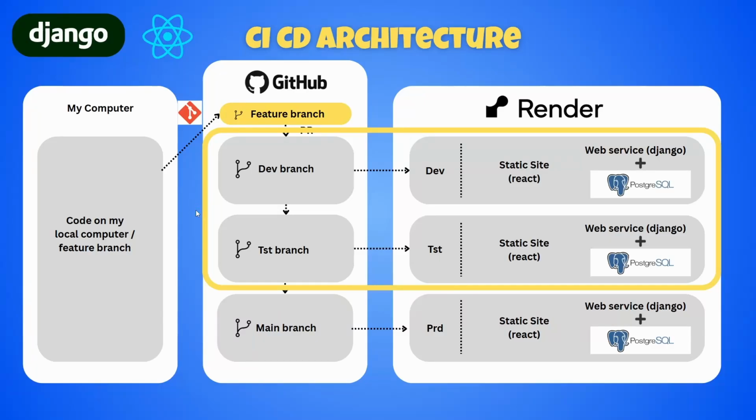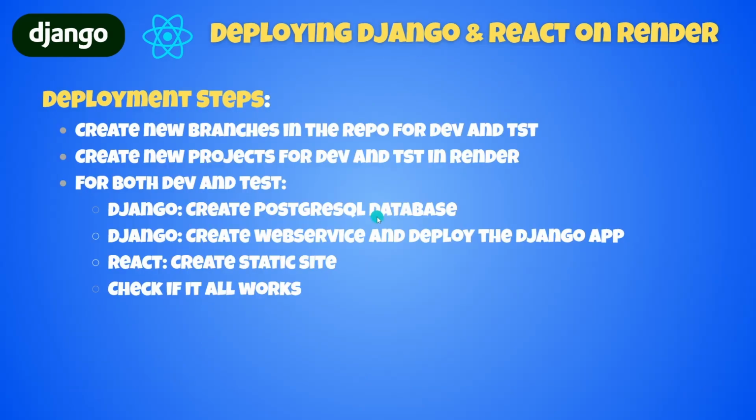In this series we're deploying a Django and React application on Render, including the total process of CI/CD. Now in the last video we've already completed the production deployment of Django and React on Render, and in this video we'll continue by deploying a test branch to a test environment and a dev branch to a dev environment. To do that, we'll follow the steps on the screen.